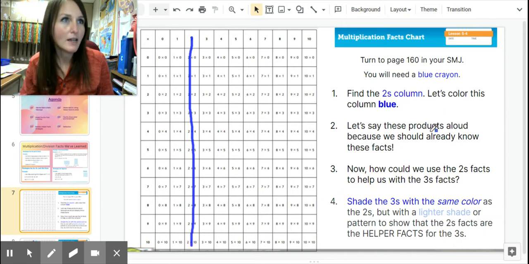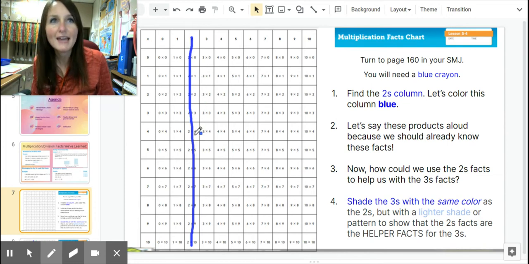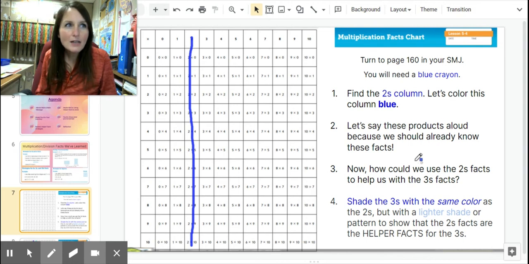Just like that. Okay, now let's say these aloud. So it would be 0, 2, 4, 6, 8, 10, 12, 14, 16, 18, 20. Right, we were counting by 2's. Now I have to think, how can I use the 2's to help me figure out the 3's?